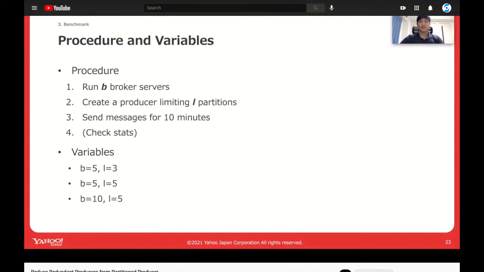The procedure and variables of this benchmark are here. B shows the number of brokers, and L shows the limit conf. First, run B broker servers. Second, create a producer limiting L partitions, because the limit conf is set to only the proposed one. Third, send messages for 10 minutes. And last, check stats. I tried these variables at that time.